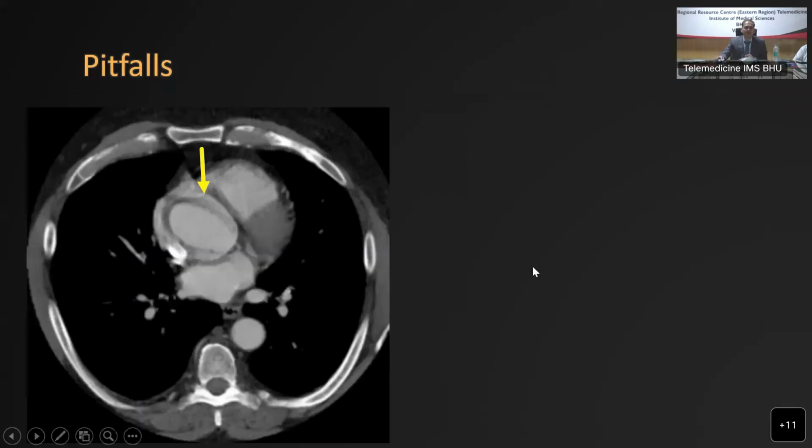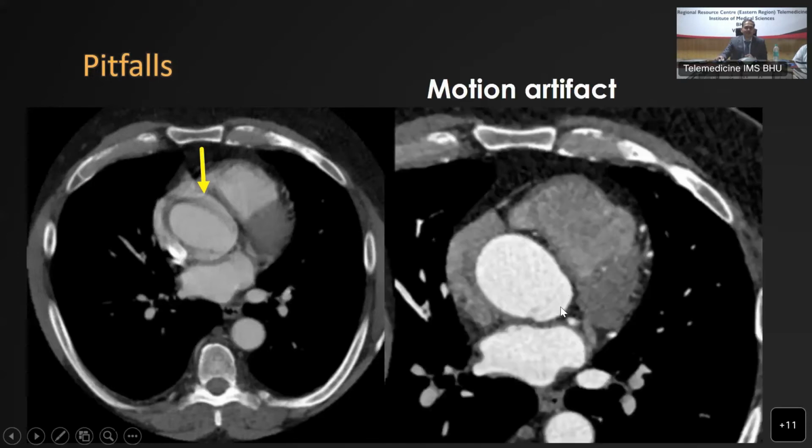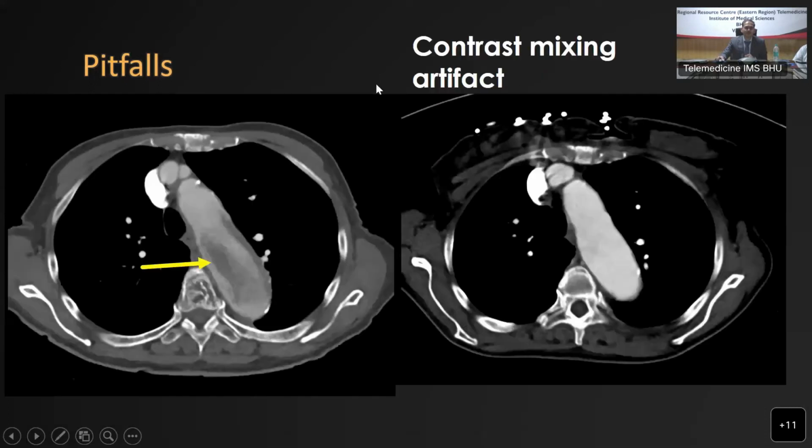I already showed you this example. This is a patient with a lot of motion. When we repeated the CT, the motion artifact was negated and there is no dissection in this case. Contrast mixing is something that we are seeing commonly because the rotation times of the scanner gantry tube are getting faster and faster with second and third generation dual source scanners.